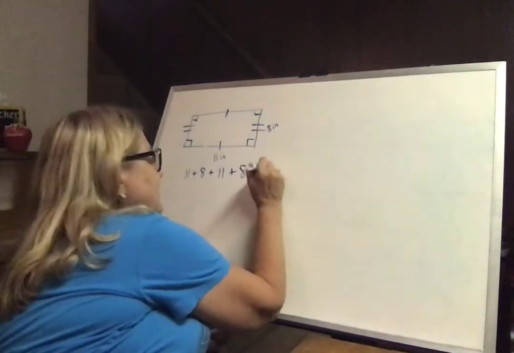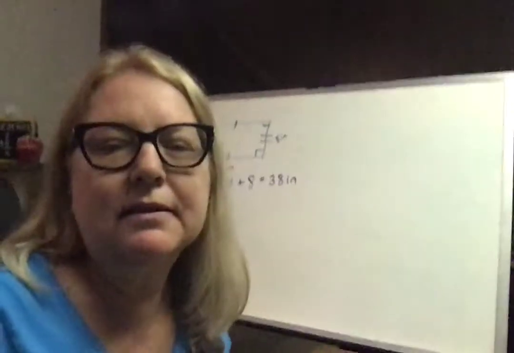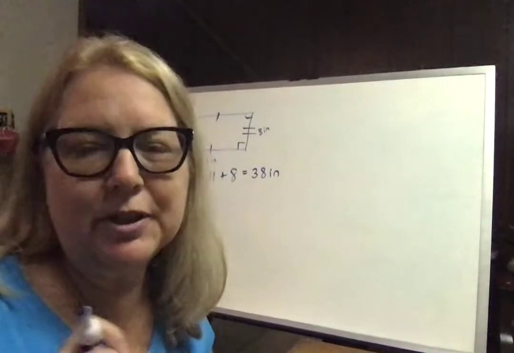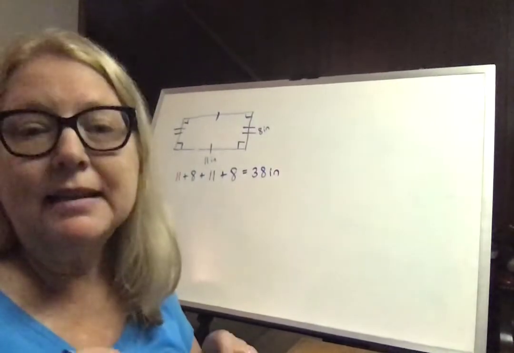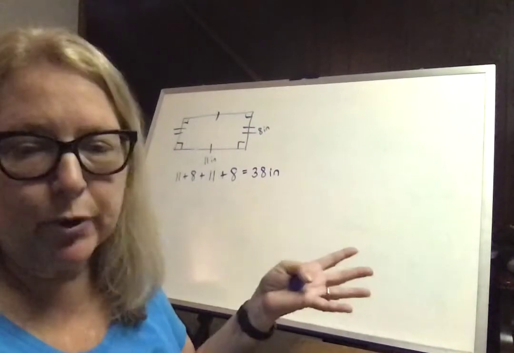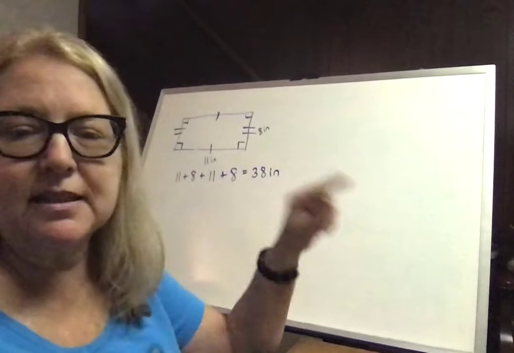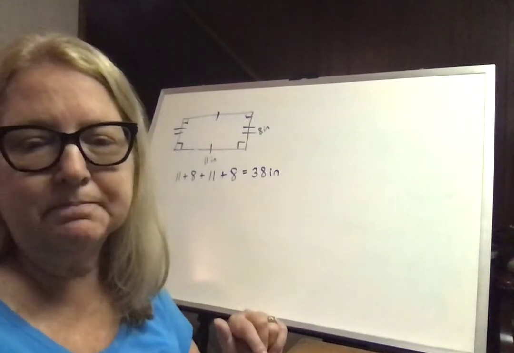38 inches. Okay, 38 inches. All right, that's perimeter. Just add up the sides. In this case, there were 4 sides, so we have 4 numbers, so we add them all up. Label it with inches because it's just the inches around.